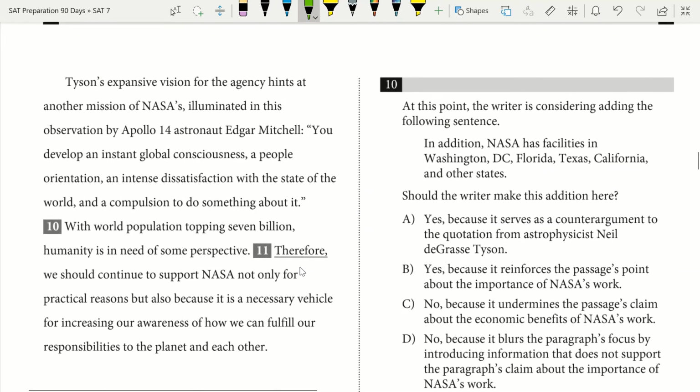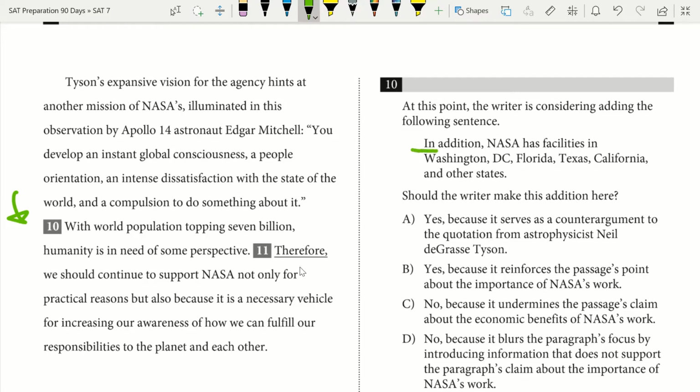Okay, we're asked at this point, the writer's considering adding the following sentence down in 10, so we got to keep reading. "Tyson's expansive vision for the agency hints at another mission of NASA's, illuminated in his observation by Apollo 14 astronaut Edgar Mitchell. You develop an instant global consciousness, people orientation, an intense dissatisfaction with the state of the world, and a compulsion to do something about it."